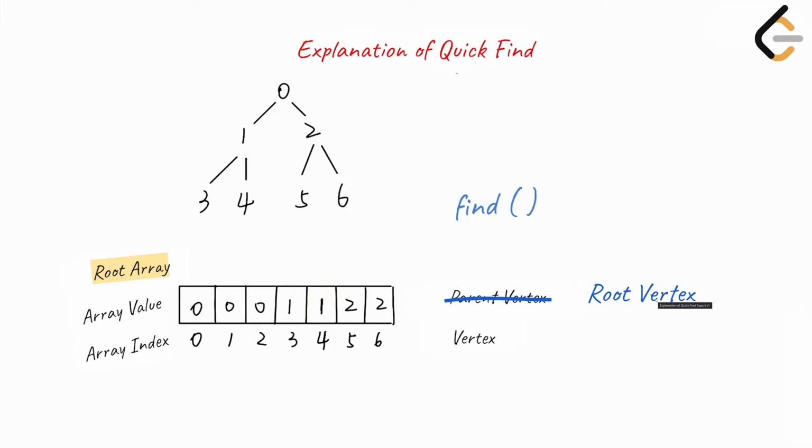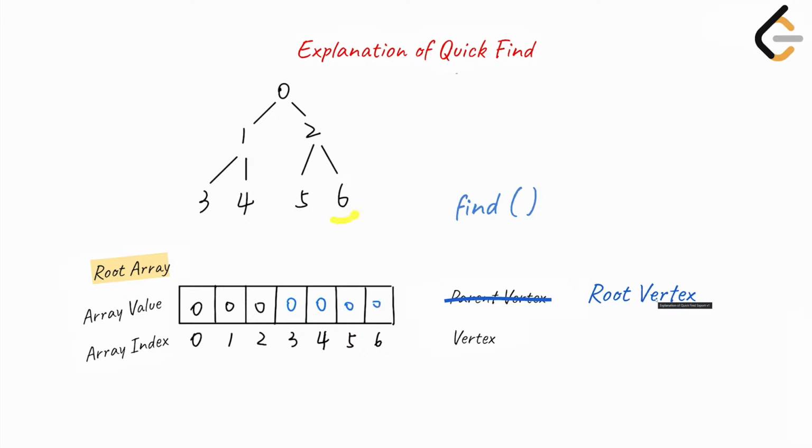To elaborate, let's say we already know that the root of 0 is 0, the root of 1 is 0, and the root of 2 is also 0. For 3, its parent node on this graph is 1, but its root node is 0, so we will change what we store at index 3 from the parent node to the actual root node. Similarly for 4, its parent node is 1, but we don't store the parent node, we'll store its root node. And for 5 and 6, we'll do the same thing and directly store their root nodes.